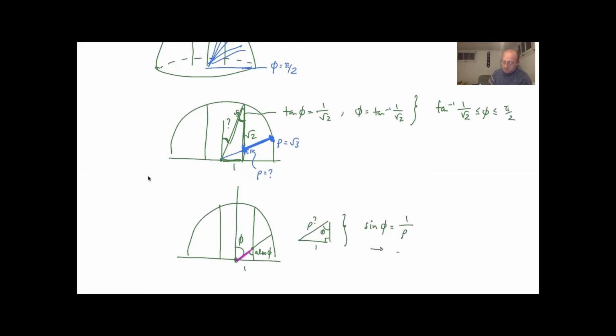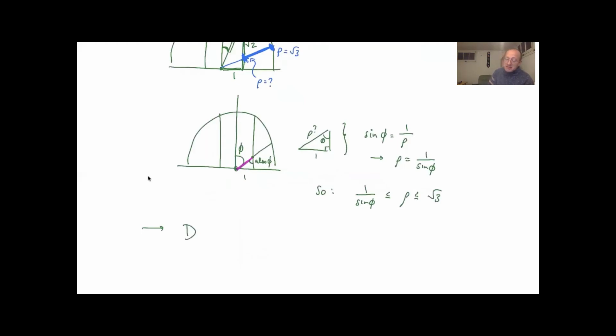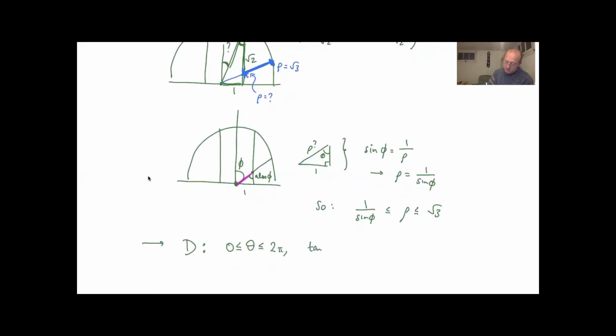So rho is 1 over the sine of phi. Okay, so rho ranges from 1 over the sine of phi to square root 3. And just to write down our description, D is the region where theta ranges from 0 to 2 pi. Phi ranges from the arctangent of 1 over √2 to pi over 2. And for each phi, rho ranges from 1 over sine phi to √3.